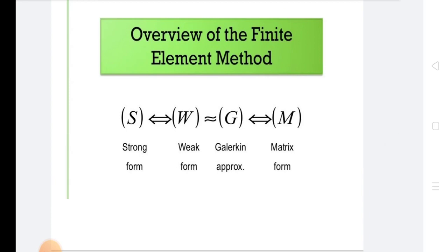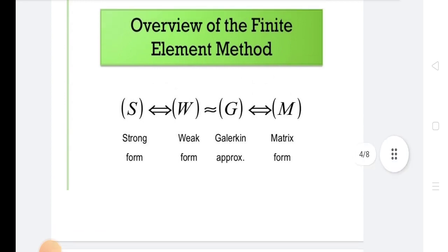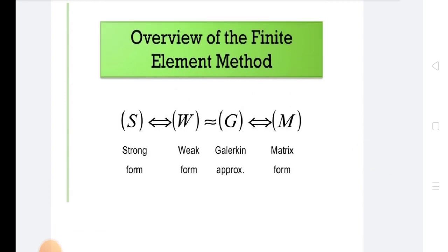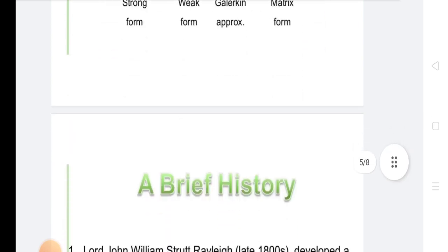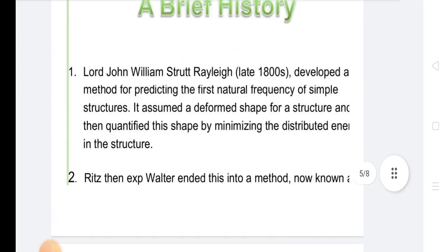The overview of the finite element method is: strong form, weak form, Galerkin approach and matrix form. I repeat again: strong form, weak form, Galerkin approach, matrix form. Now we discuss a brief history.